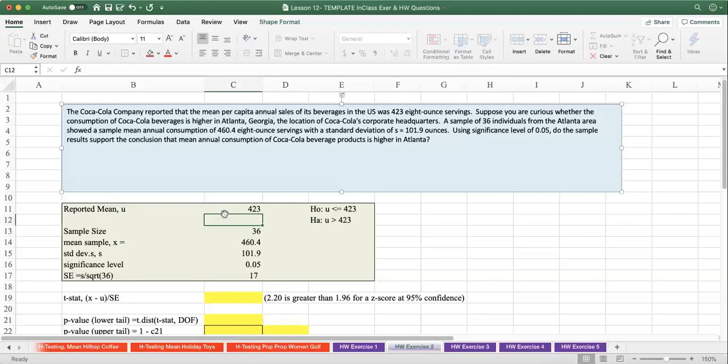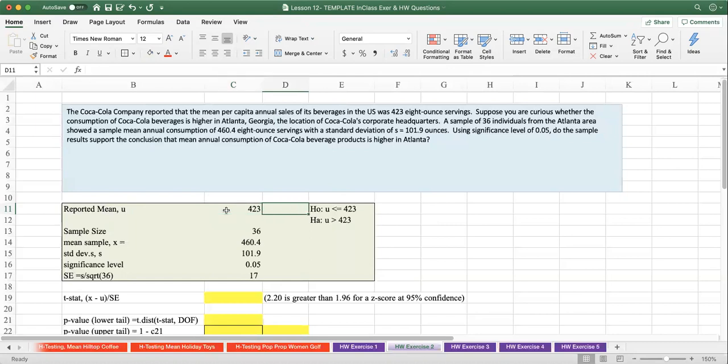Okay, so we set it up here. The reported mean, μ, is 423. So we would say the null hypothesis is less than or equal to 423, and the alternative hypothesis is that people drink more than that, more than 423. It said the sample size was 36 individuals.